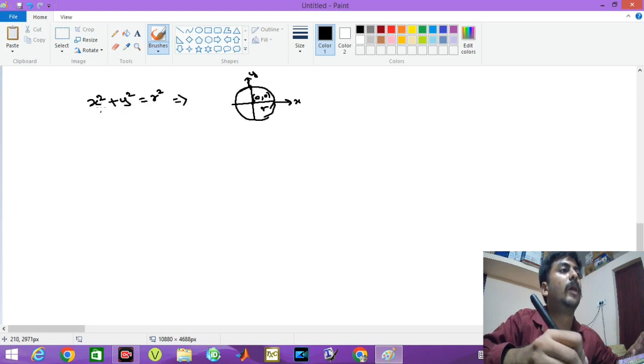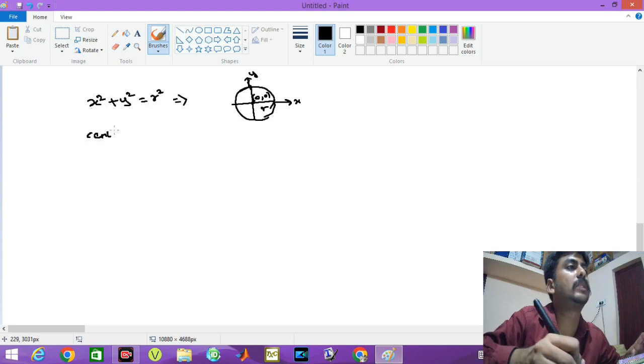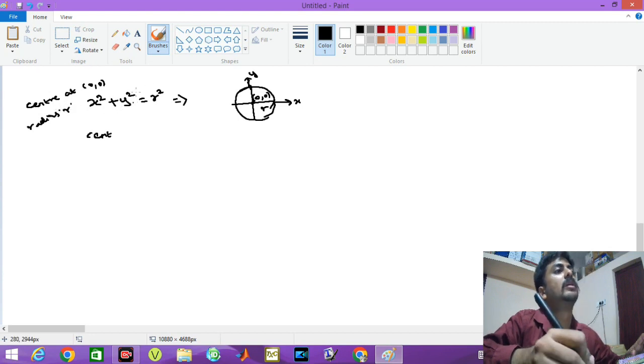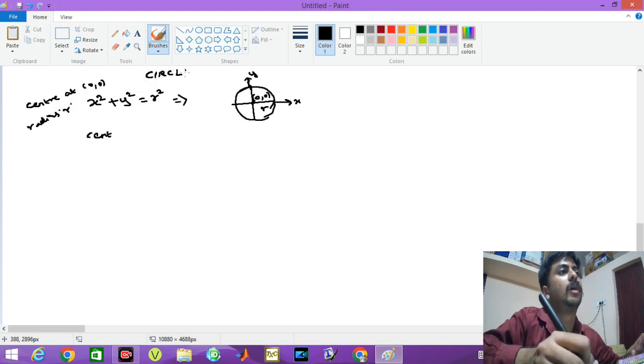This is for center at 0, 0 and radius r. Radius is r units here. The equation of circle is this.